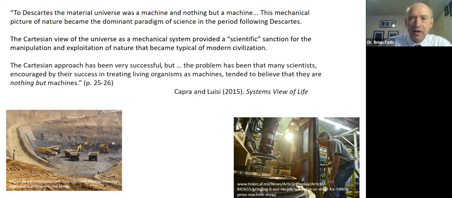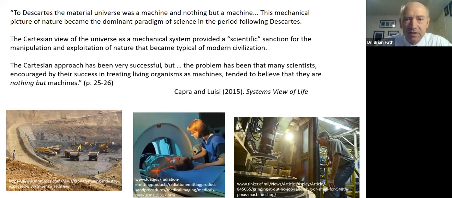But as was later said, it's been successful, but the problem is that many scientists, encouraged by their success in treating living organisms as machines, tended to believe that they are nothing but machines. This is actually a quote from Fritjof Capra and Luisi's recent book, Systems View of Life. I've just heard recently that Capra has another book out that I'm looking forward to, another great systems thinker that's contributed a lot. But the idea that when you have a machine metaphor, it operates like a machine, your mental model is now that it's a machine.